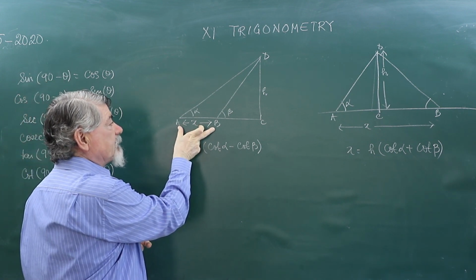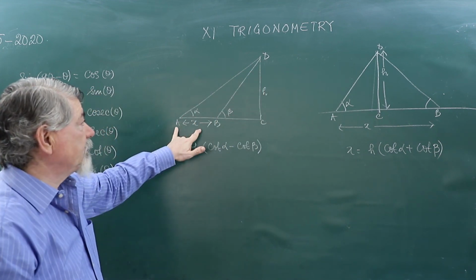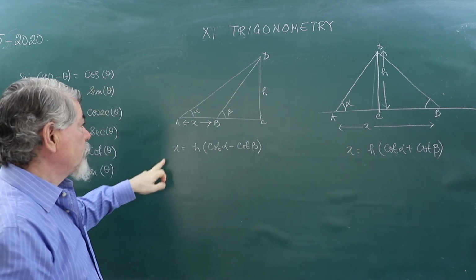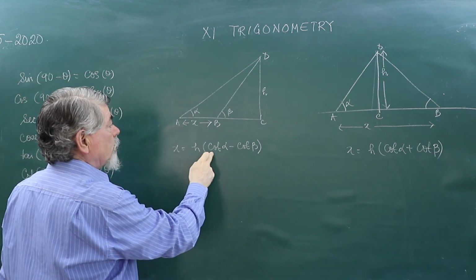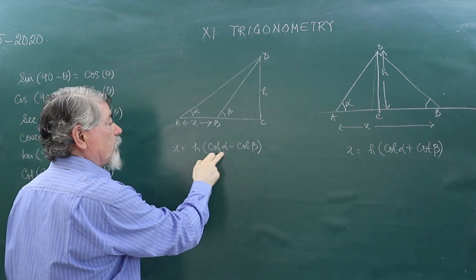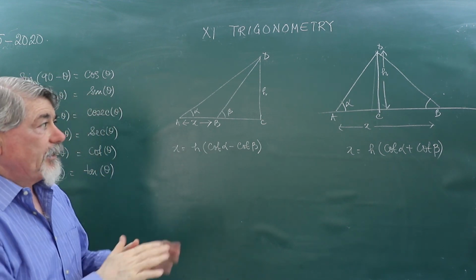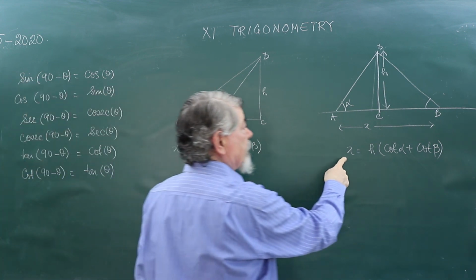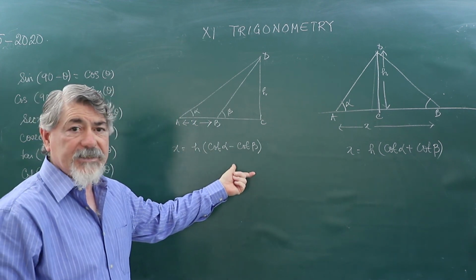Either you will be given x or you will be given h, and you will be asked to calculate the other. If x is given, you will have to calculate h. If h is given, you will have to calculate x. So the relation was x is equal to h into cot alpha minus cot beta, when the observation points are on the same side. If the observation points are on the opposite sides, then x is equal to h into cot alpha plus cot beta. Instead of minus, it gets added.